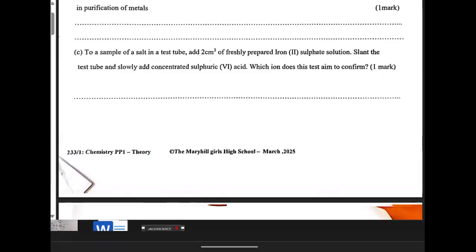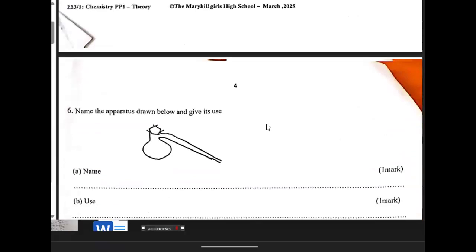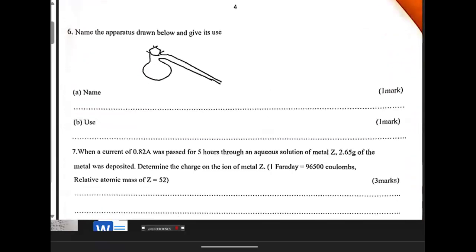The iron 2 sulfate will be reacted on by the nitrogen 2 oxide that was formed in the reaction, to form a combination of iron 2 sulfate and nitrogen 2 oxide, which is called nitroso iron 2 sulfate.